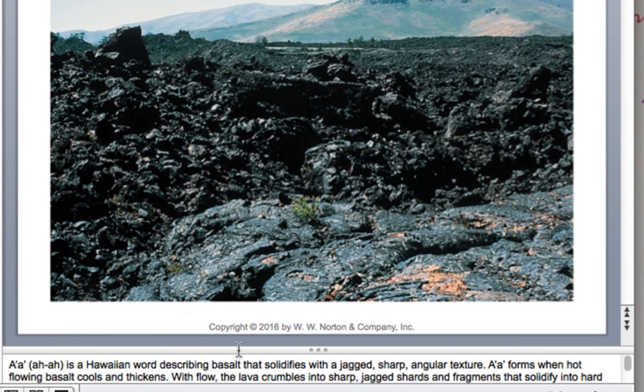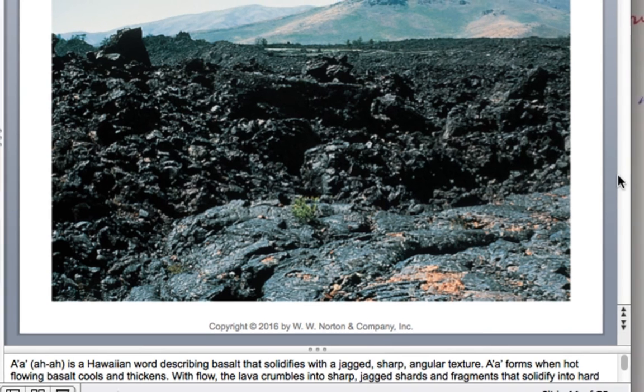And in fact, it solidifies with a jagged, sharp, angular texture. It forms when hot flowing basalt cools and thickens and crumbles into these jagged shards. So there's aa and pahoehoe lava.